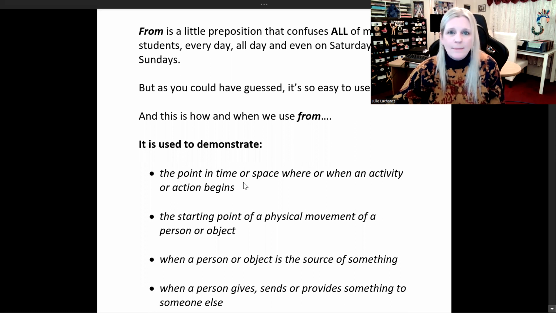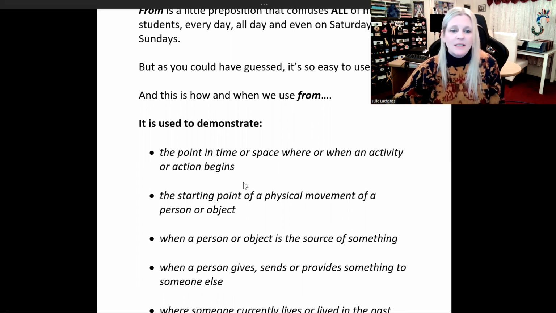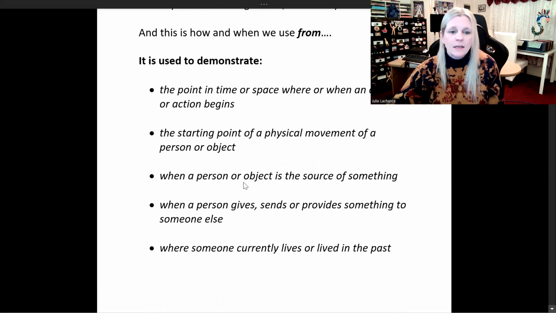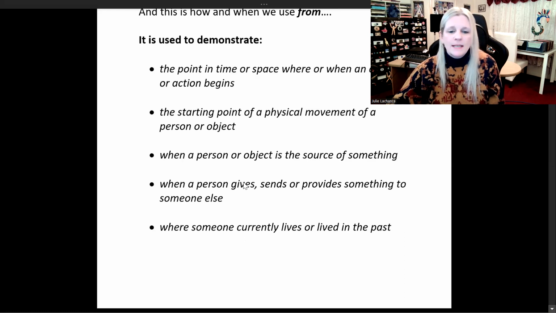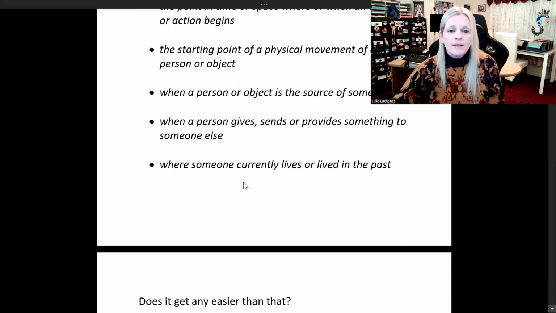It is used to demonstrate the point in time or space where or when an activity or action begins. The starting point of a physical movement of a person or object. When a person or object is the source of something. When a person gives, sends, or provides something to someone else. Where someone currently lives or lived in the past.